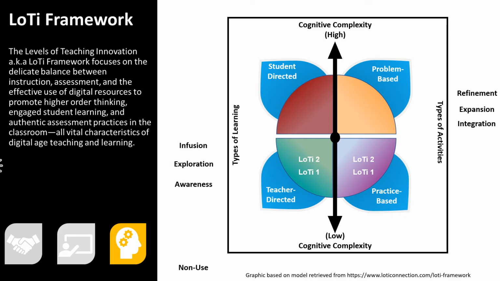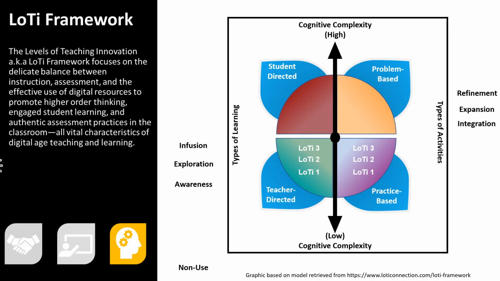At LoTi Level 2, exploration, technological resources are now being used by students for extension activities, enrichment, or information gathering. Think a short trip to the computer in the back of the room to look up something. At LoTi Level 3, infusion, the students start using higher levels of cognitive processing, such as reflective thinking or problem solving. Technology is now regularly used by both teachers and students. However, students mainly use technology to execute directed tasks.